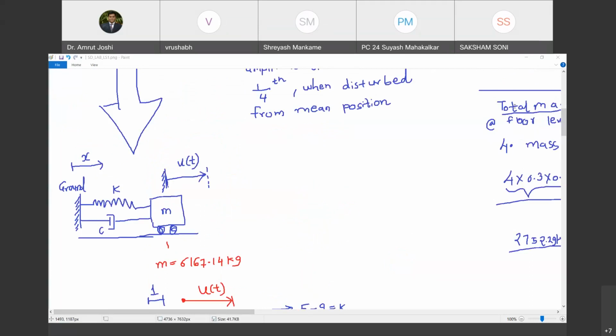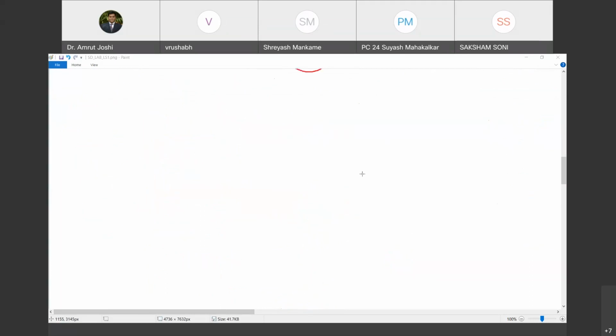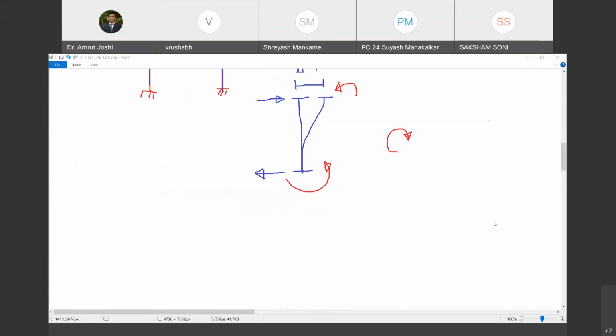Somebody says, please allow Rajarshi to join the meeting, but I don't have any pending requests. He can join. I don't have any pending requests.